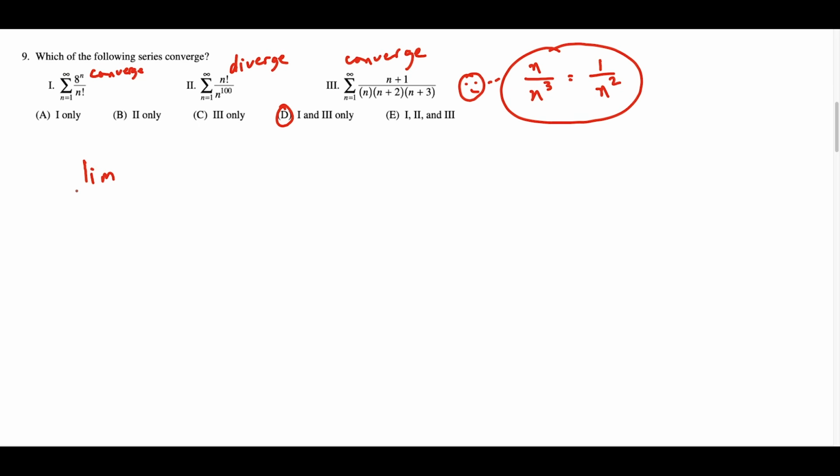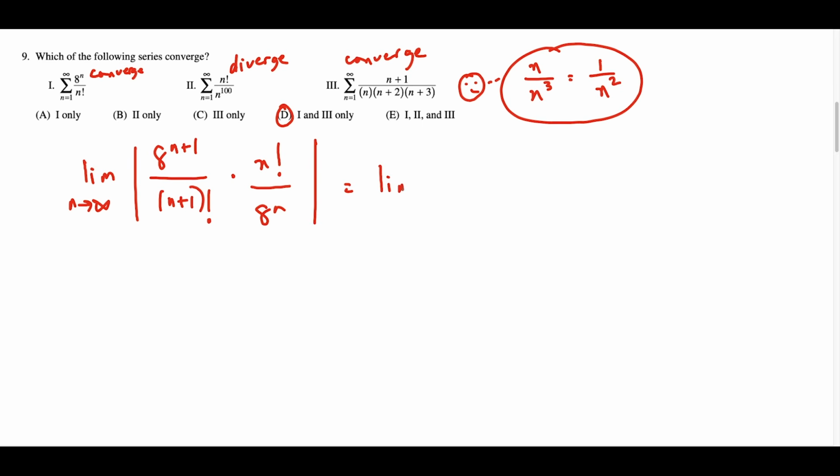Now, if I have plenty of time on the test here, I'm going to use the ratio test for 1 and 2. If I really have the time and I want to be 100% sure here that this is definitely it. So if I do the limit as n goes to infinity of the n plus 1 term, which is 8 to the n plus 1 over n plus 1 factorial, and then I divide by the original term here, 8 to the n over n factorial. When I divide, it's just going to flip this to n factorial over 8 to the n power.